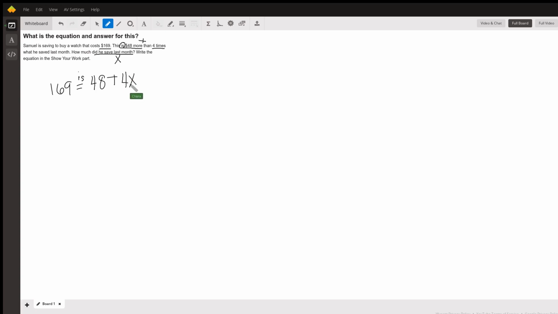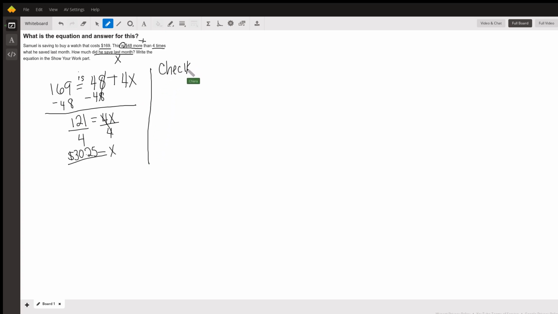So to solve for X, we want to put the numbers together first. So that means I'm going to subtract 48 on both sides, and get rid of that. So 169 minus 48 should be 121 equals 4X. Okay, to solve for X, I'm going to divide by 4. 121 divided by 4. Did the figuring already, and I got X equals $30.25.